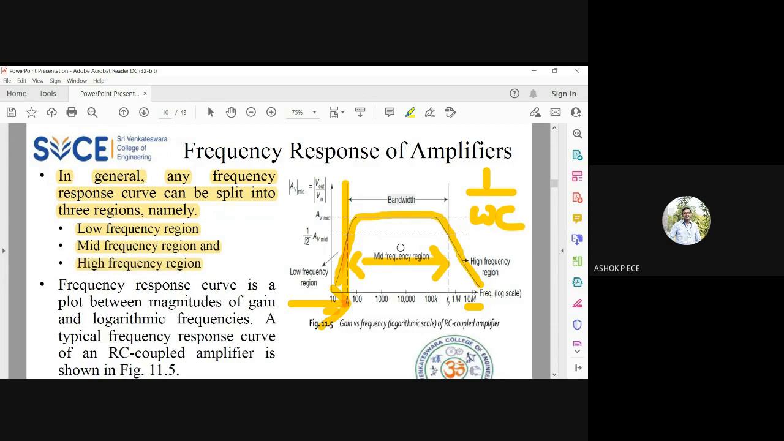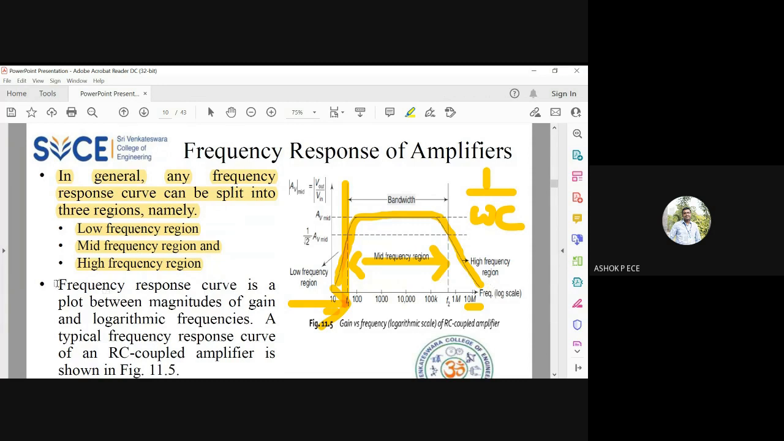Only in the mid frequency region do you have a constant gain, and this device will be properly working. Otherwise, you should not operate the device in the low frequency region or high frequency region, where the gain is varying. Only in the mid frequency region is the gain relatively constant, and you can operate the device in the mid frequency region only.